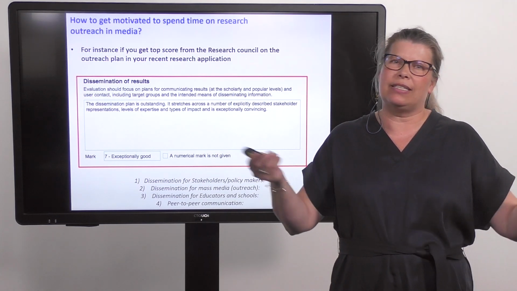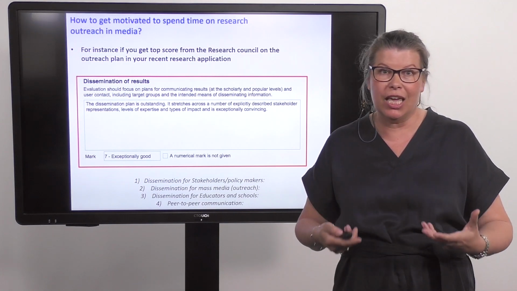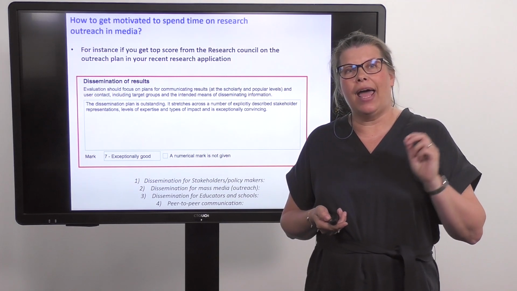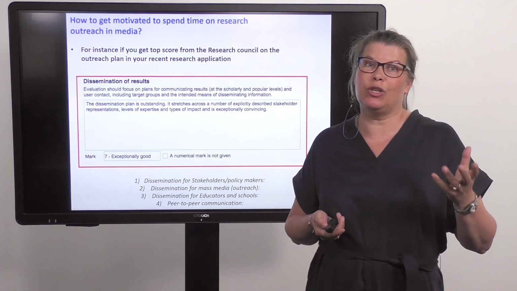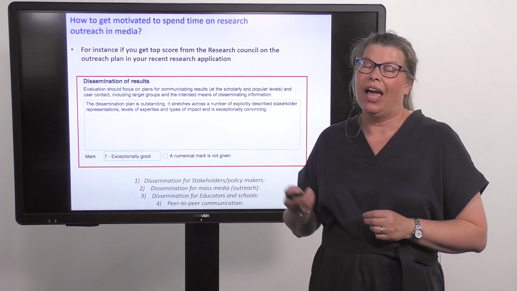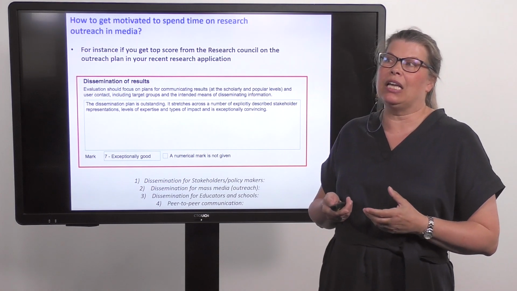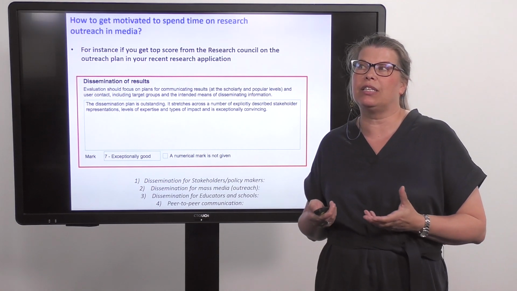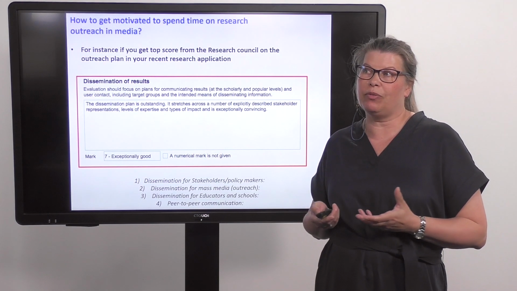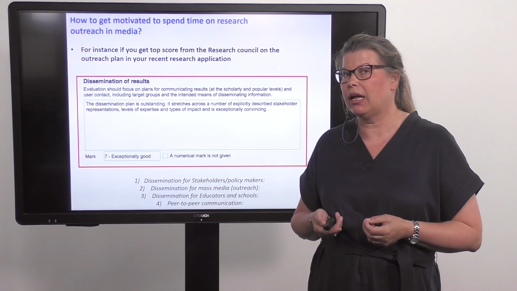So the application is sent out to panels, and they give feedback on everything: about the team, about your plan, your hypothesis, your methods, and gender balance. That's also new since I started studying. It really matters now, and dissemination matters. And this dissemination plan very clearly said that the dissemination is outstanding. It stretches across a number of explicitly described stakeholders, representations, levels of expertise, and types of impact, and is exceptionally convincing. I worked really hard on that outreach plan.